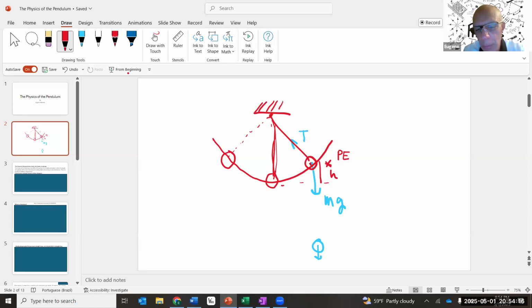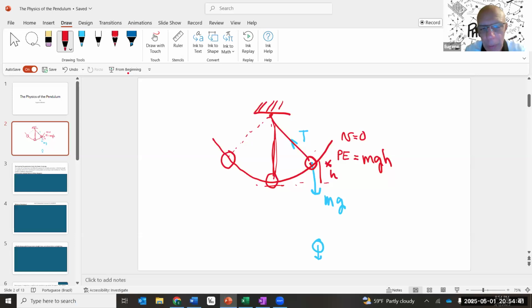When I let it go, where's the velocity here? The velocity is zero, right? The potential energy is related to this height, mgh, to this point here, because this is the bottom. This is the lowest the mass can come.